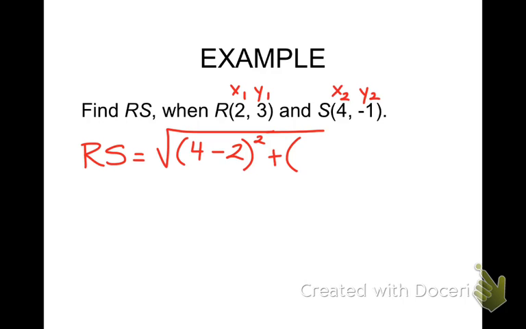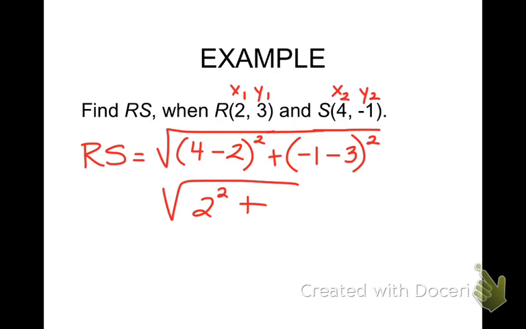Now let's do the same thing for my y's. What is my y sub 2? Negative 1 minus 3. Close it, square it. Now it's just simple math, hopefully. What is 4 minus 2 inside my parentheses here? 2. Okay, so we end up with 2 squared plus, what's negative 1 minus 3? Negative 4 squared.